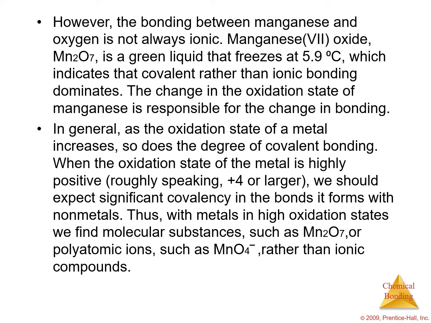However, the bonding between manganese and oxygen is not always ionic. Manganese(VII) oxide, Mn2O7, is a green liquid that freezes at 5.9 degrees centigrade, which indicates that covalent rather than ionic bonding dominates. The change in the oxidation state of manganese is responsible for the change in bonding. So, in general, as the oxidation state of a metal increases, so does the degree of covalent bonding.